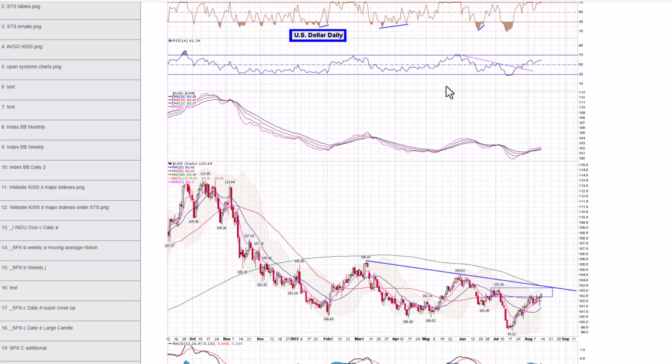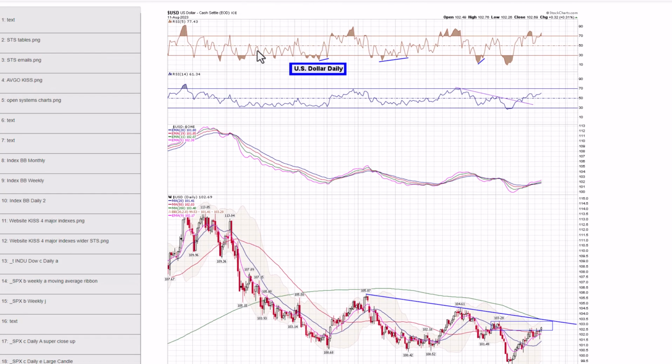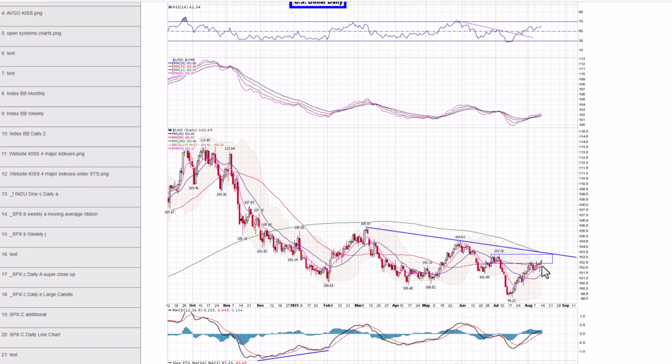Next. Moving on to the U.S. dollar. Chart number 101, U.S. dollar daily. Continues to work higher. There is a supply zone here. We'll see if it reverses off there or not.